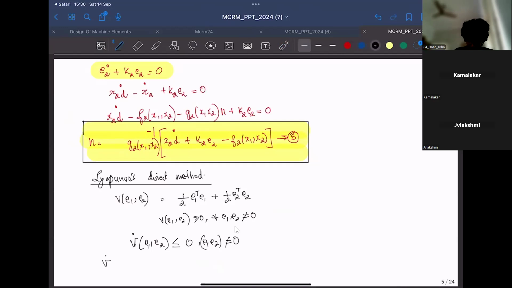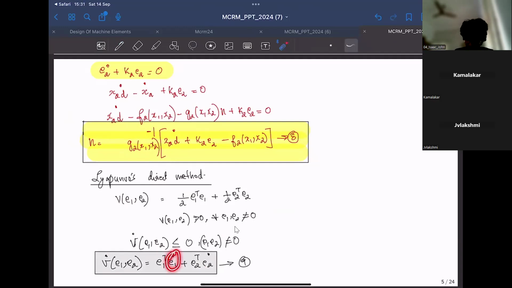So then what are E1 and E1 dot? If I take the derivative, V dot of E1 comma E2 will be E1 transpose E1 dot plus E2 transpose E2 dot. I'll label this as equation 9. Then our objective is to find out what these terms E1 dot and E2 dot are, and whether this term is going to be less than 0. That is what we are now trying to prove.